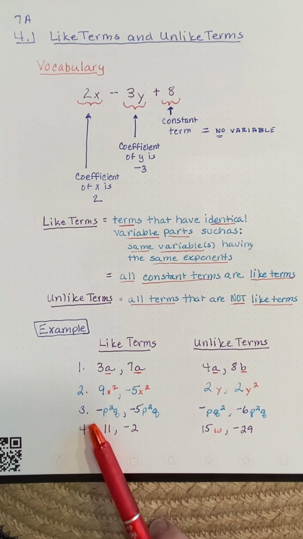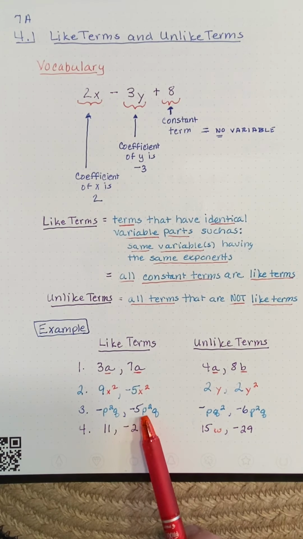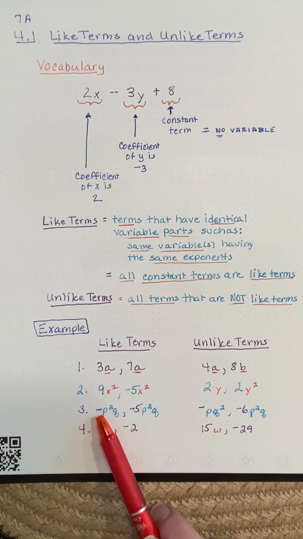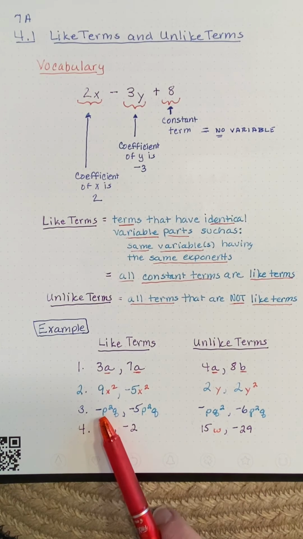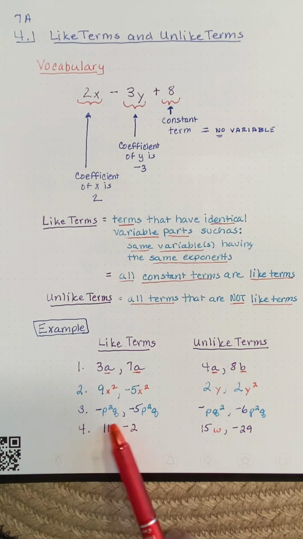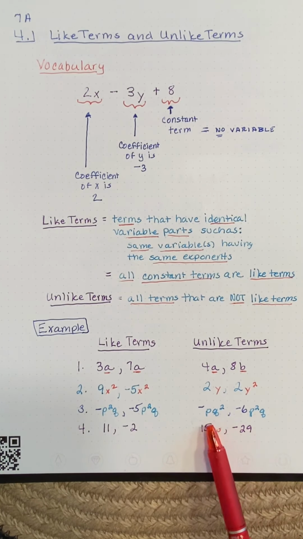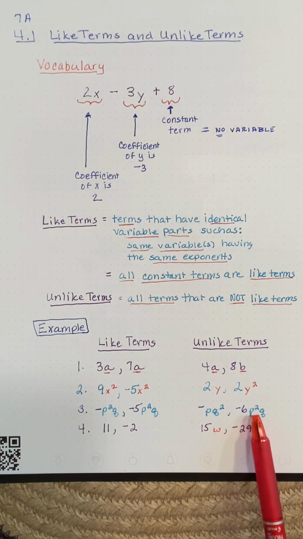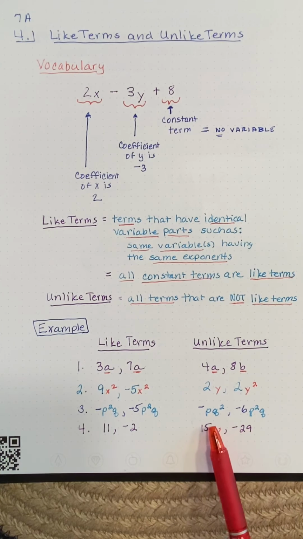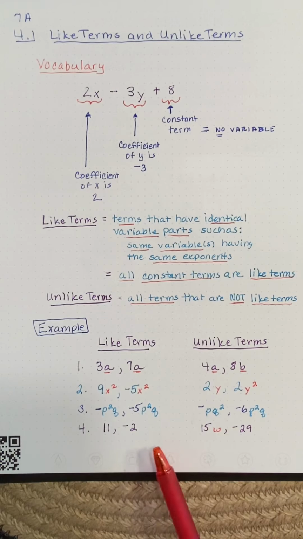In the third example, we'll have a negative pq squared and a -5pq squared. So remember, with a negative sign, if there's no numeral like a 5 in front of it, imagine a 1. So the like part in this case is the pq squared in both cases. Unlike terms, however, would be -pq squared and -6p squared q, which are two different variables, because here the q is squared and here the p is squared. So they're different, so they're unlike.